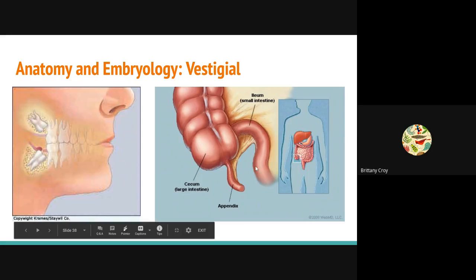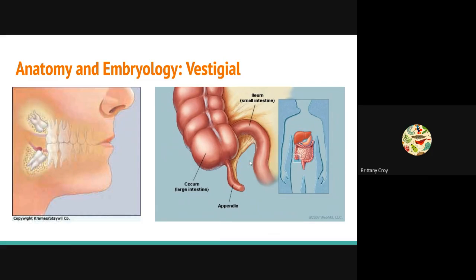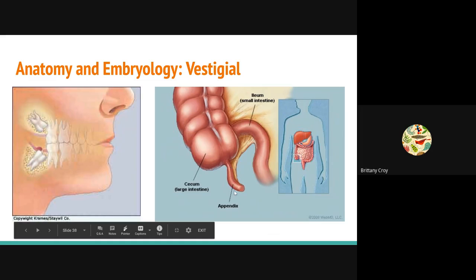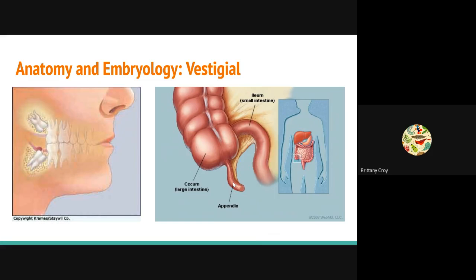This is your appendix, part of your large intestine, and in humans, it doesn't serve a function. It has a little bit of lymphatic tissue, so it has some immune system cells that live in there, but really no purpose. You can live without it. Why is it there? Maybe your ancestors used to need it. They used to have a different diet.